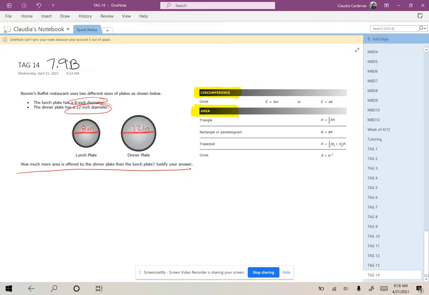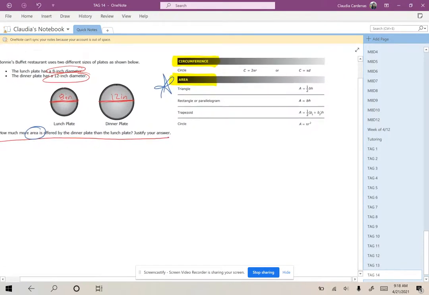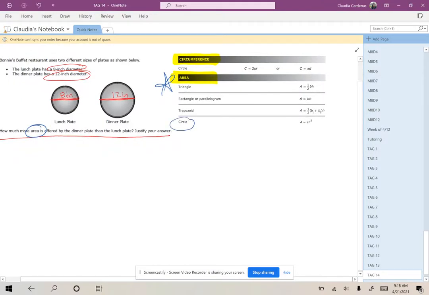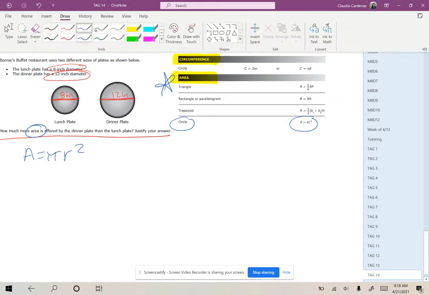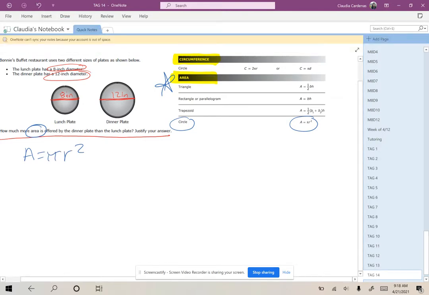So this problem is telling us right off the bat that we are looking at area. So again, if the question wants the circumference, we would look here at the top, but because we are looking at area, we do not need to look at the top formulas. Our eye can go straight to circle, which is here at area equals pi r squared. And since we are looking for how much more area the dinner plate has than the lunch plate, I need to find the area for both plates in order to compare them.